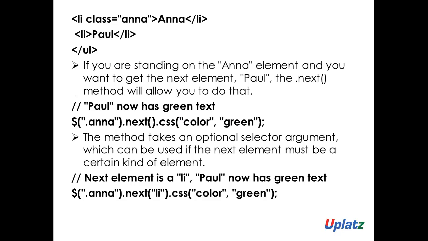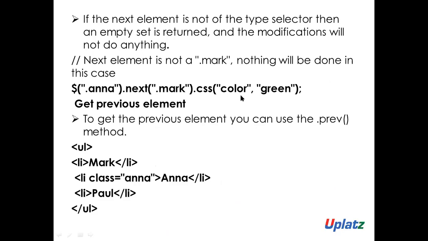Basically this method takes an optional selector argument, which can be used if the next element must be a certain kind of element. So the next element li, Paul, now has green text. If the next element is not of the type of the selector, then an empty set is returned, with no modifications done. So nothing will be done in this particular case.